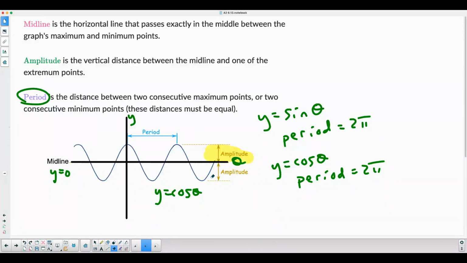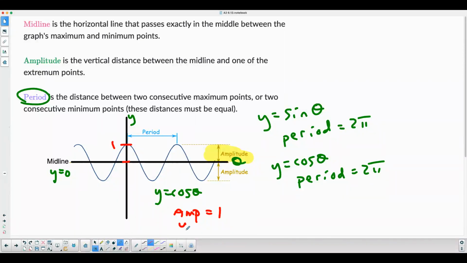It's that distance. So on a normal cosine graph, it goes up to 1 and it starts at 0. So your normal amplitude on a regular cosine graph is 1. Okay, amplitude's always positive. It's always absolute value. Technically, it's never negative.